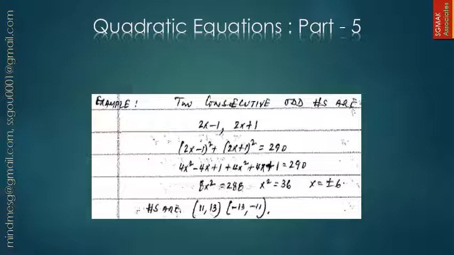You get a quadratic equation: 8x squared equals 288, x squared is 36, x is plus or minus 6. So the solutions are, if you take 6, the numbers are 11 and 13. If you take minus 6, then minus 13 and minus 11.